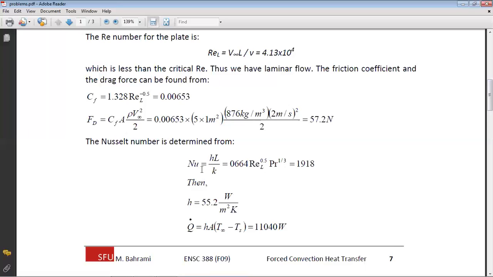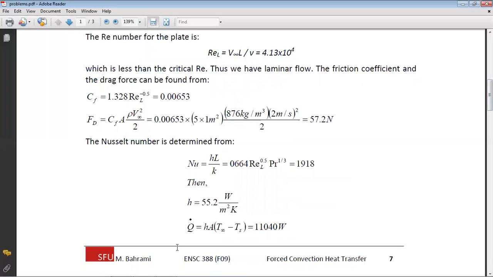In equation 1.1, he has given the local Nusselt number. The average Nusselt number is 2 times the local Nusselt number. Please understand this. Now, once you know the value of Nusselt number, you can equate it to hL upon k, where k is known to you, which is 0.144, and L is 5 meter. If you substitute, you will get h value as 55.2 watt per meter squared Kelvin.